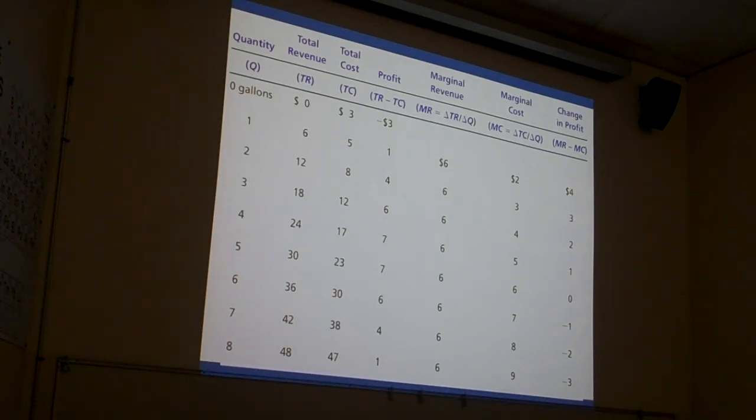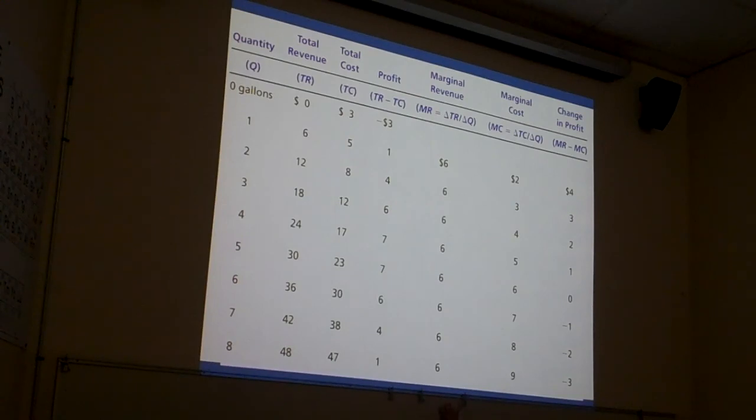How much does it cost us to make the fifth unit? $6. Each time we sell another unit, the marginal revenue is going to be $6, $6, $6, $6, $6. That's the price. As we produce one unit, it costs us $2. We produce another unit, it costs us $3. Another unit, $4. Our marginal cost curve is rising, rising, rising. Each time we sell a unit we get $6. So we're going to increase our output until marginal revenue and marginal cost are the same.